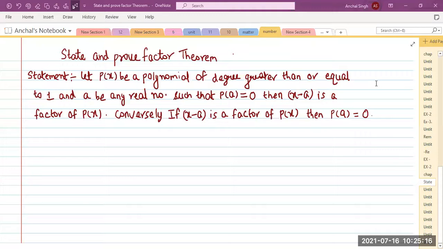This is the first part of the theorem. In first part, what is given? Pa is given equal to 0, means remainder is given equal to 0. Then we will prove x minus a is a factor of px. Now next part is converse. Converse means just opposite, reverse. ठीक है, अब देखो, in converse what is given? If x minus a is a factor of px, then prove that pa is equal to 0.